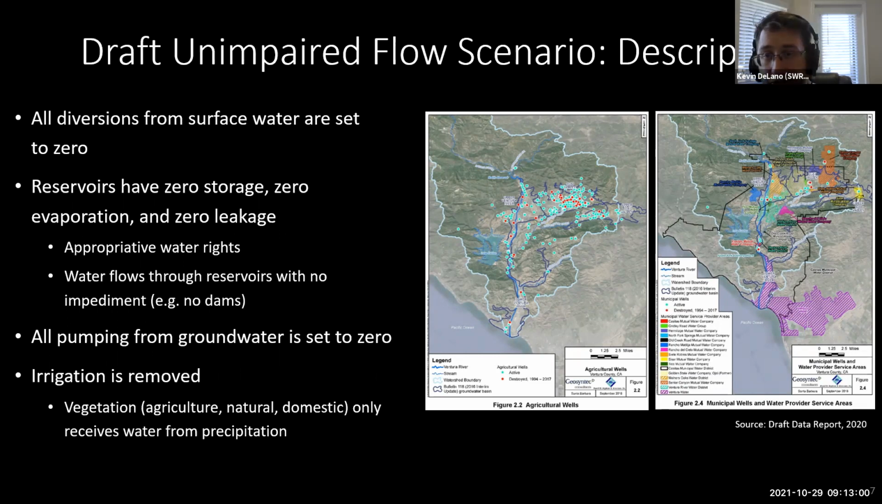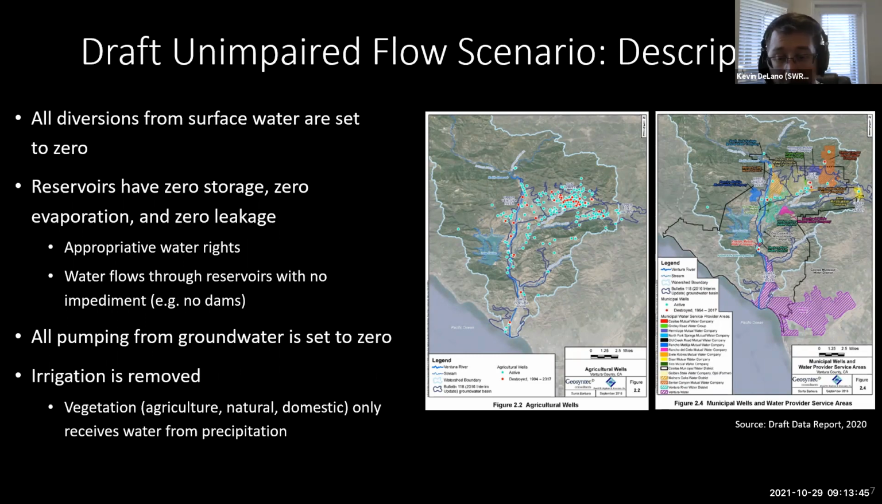With the draft unimpaired flow scenario, all diversions from surface water and all pumping from groundwater are set to 0. So there's no human water use in the watershed. For surface water diversions, this means that we remove reservoirs, and that sounds scary, like trying to go back to some kind of pre-development condition, and that's not the case. Reservoirs are appropriate for water rights. They're surface water rights that store water and use it later in the year or in future years. So for an unimpaired flow scenario, we set reservoirs to 0 storage, 0 evaporation, 0 leakage, and water just flows through them as if there is no impediment.